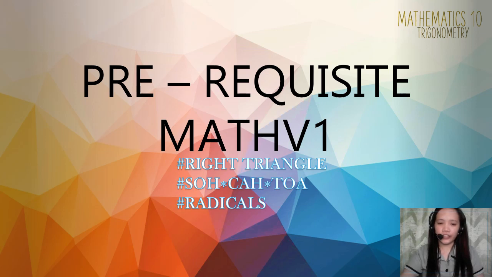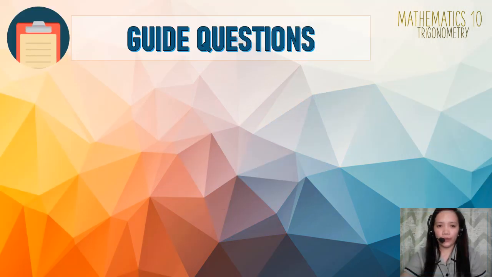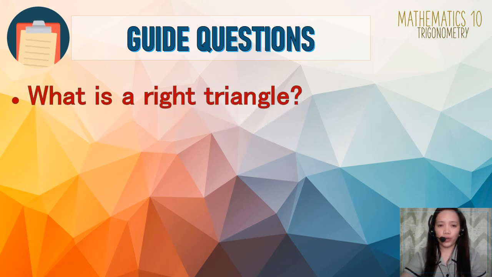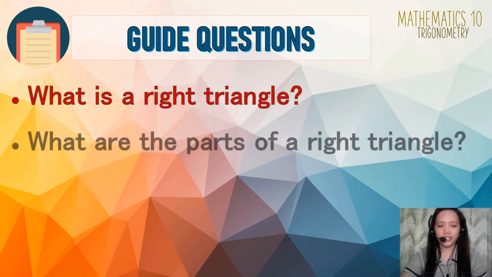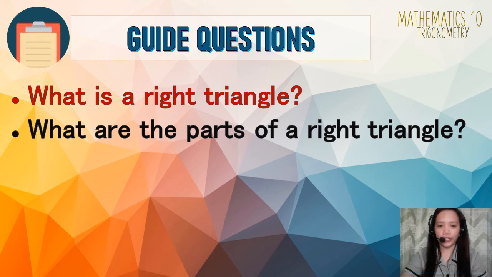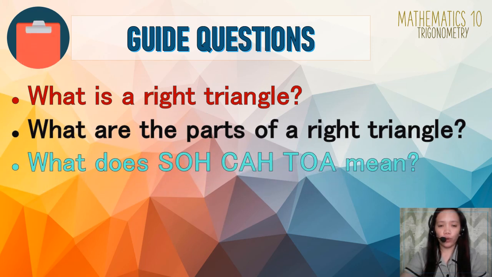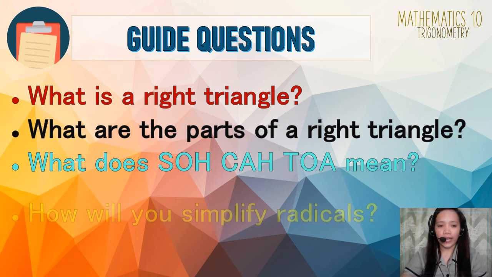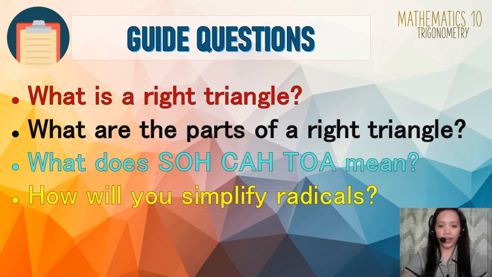Let us have a recall on right triangle, SOHCAHTOA, and radicals. Now, be guided by the following questions. First, what is a right triangle? Second, what are the parts of a right triangle? Third, what does SOHCAHTOA mean? And lastly, how will you simplify radicals?